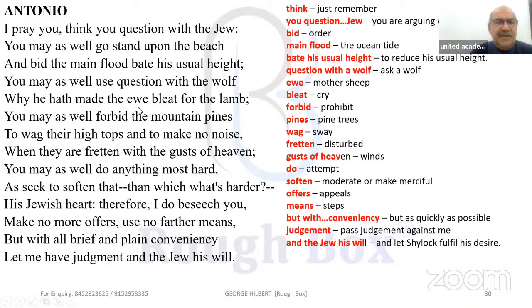The ewe over here is the mother sheep. Lamb, of course, is the baby sheep. So wolves love to eat baby sheep or lambs. He says you might as well ask the wolf why he made the mother sheep cry or bleat by eating up her baby. The wolf will give you an answer.